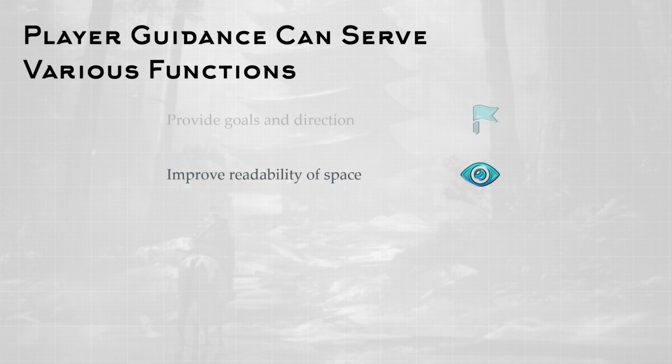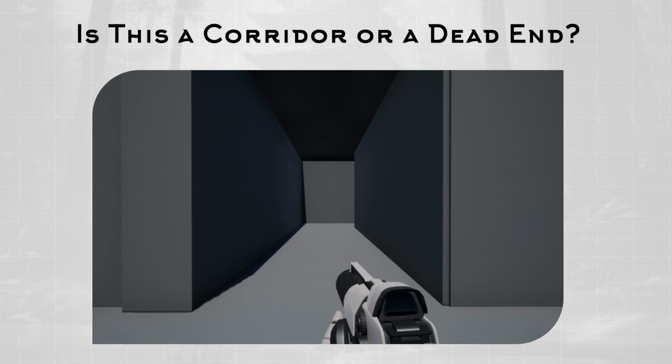Another important function is to improve the readability of your game space and the environment. So you want to make sure that the way the players perceive the environment is just like you intended them to see it. And I think the issue of bad readability becomes much clearer with an example. Just take a look at this screenshot. Do you think this is a corridor that leads somewhere, or is it just a dead end? I think if you really examine this closely, you could see that this corridor actually leads to the right at the end. But this is an example of bad readability.